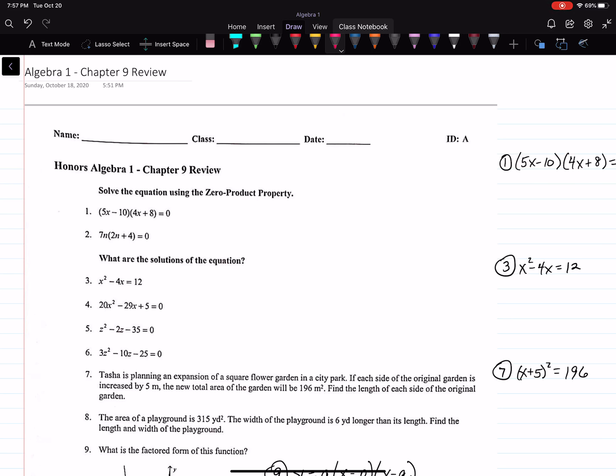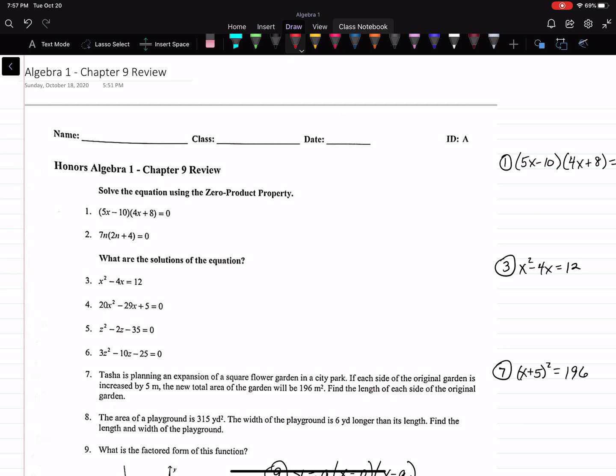Today we are going over the Algebra 1 Chapter 9 review. I'm Coach Knight. Chapter 9 review is basically solving quadratics and the different ways you can do that. So let's get right to it.